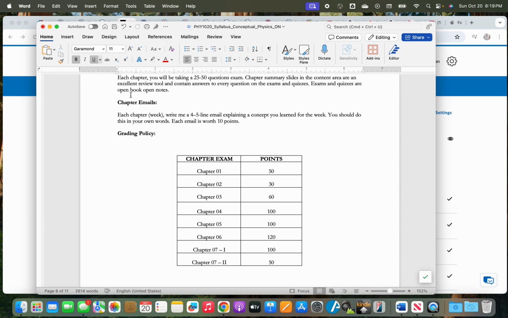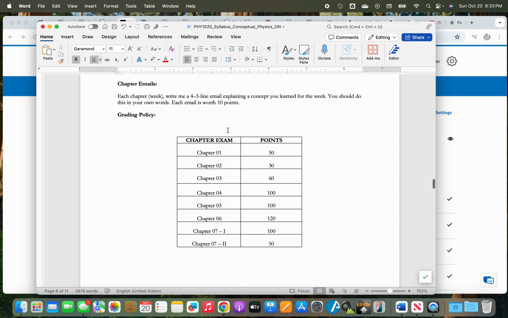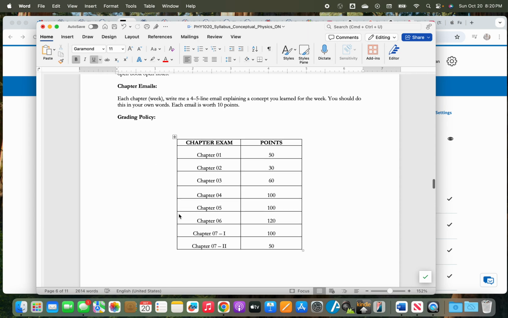Each week, you will write me a 4 to 5 line email explaining a concept you learned from the week. So these are chapter emails. Each week you'll send me an email, and you need to describe the concept in your own words. You can't copy and paste. Each email is worth 10 points, and I'll give you feedback on that. Okay, so here's how grading will work.